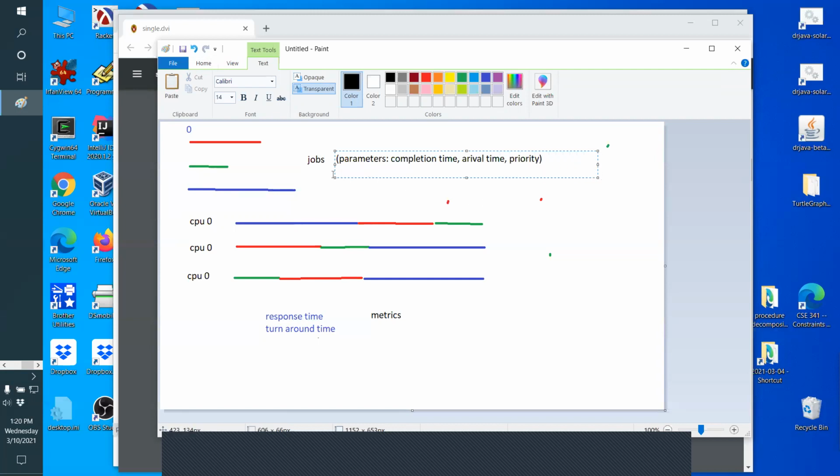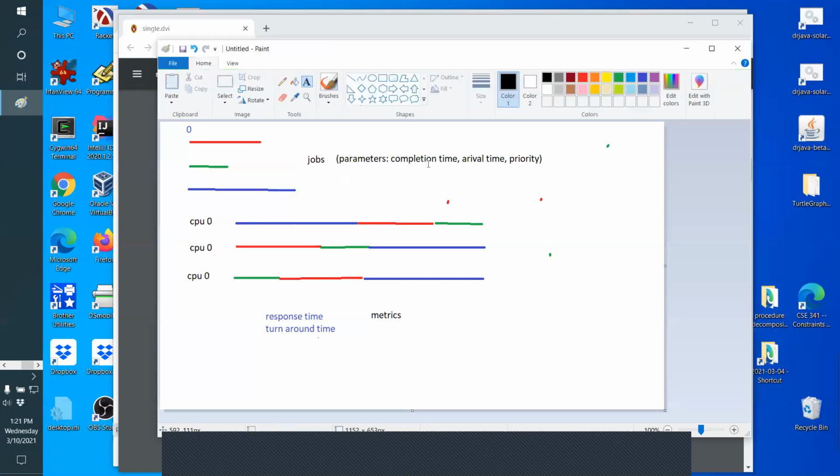So here's an example. Right now, each job I said has the same arrival time. So I'm imagining that all three arrived at the same time, and I have to choose which one to do first, which one to do second, which one to do third. Okay. So I have jobs. The jobs have parameters.